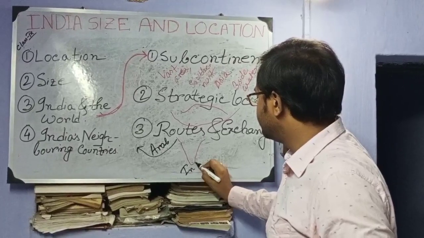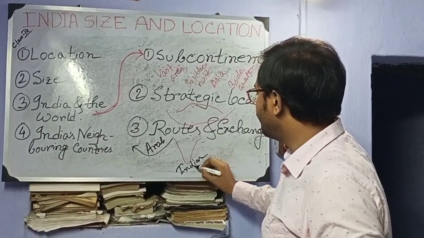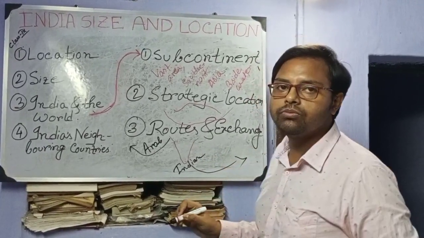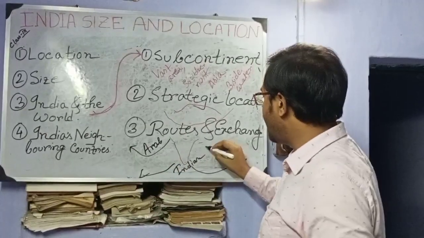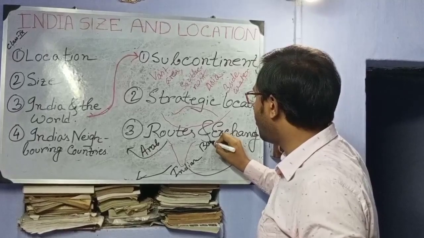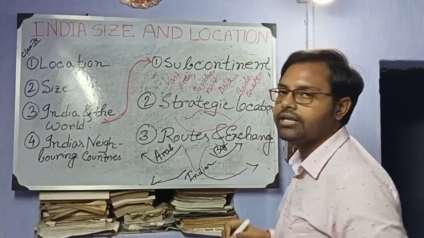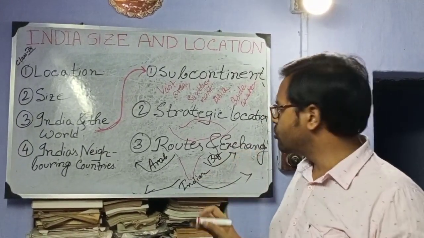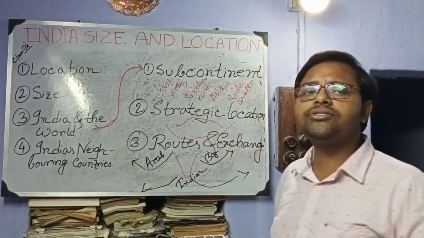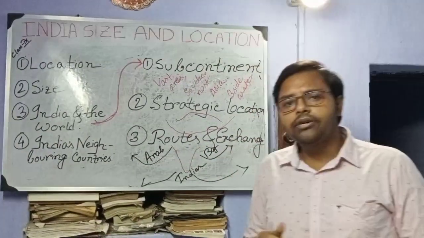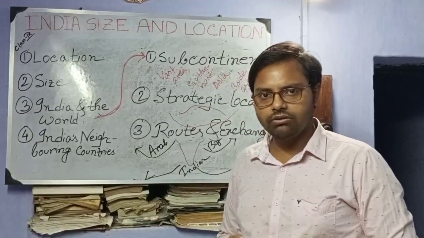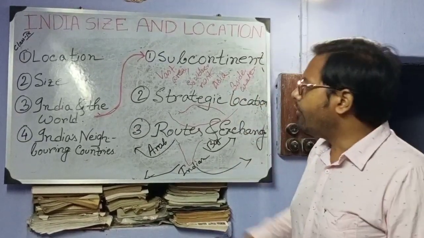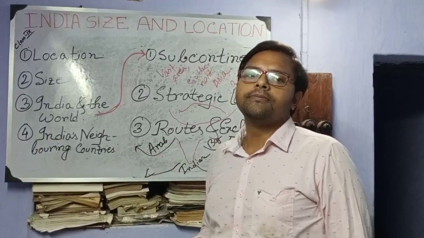Indian Ocean, through which we can connect throughout the world like Australia, Africa, etc. And there is a Bay of Bengal, through which we can connect Bangladesh, Vietnam, etc. places. So these routes of exchange are also here to establish the relationship with the world. Right? Now India, its neighboring countries.